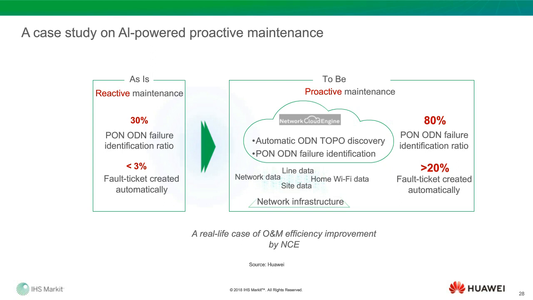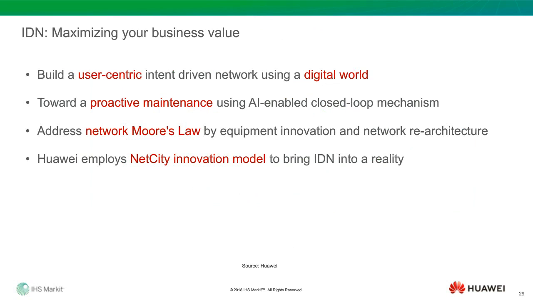And then lastly, let me quickly summarize. We see IDM. Why are we doing IDM? We want to maximize your business value. How do we do it? We will build the network from network-centric to user-centric, and we use digital twin technology to do it. The second one, we will use AI technology to enable automation and do proactive maintenance instead of reactive maintenance. We have already seen cases that benefit customers.